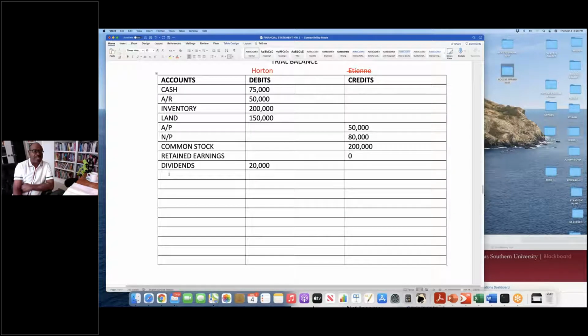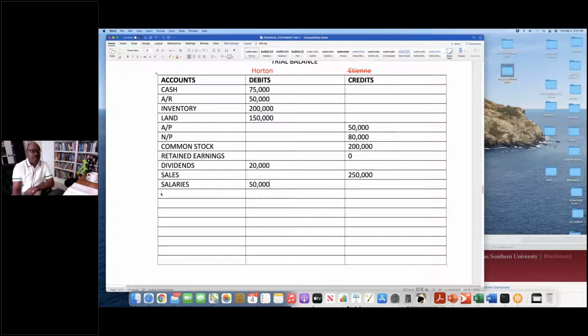Then we're gonna go back to sales. And what's sales? Sales is 250,000 credited. So we only have one thing in there. And then what else do we have? Salary expense, and that was 50,000 debited.